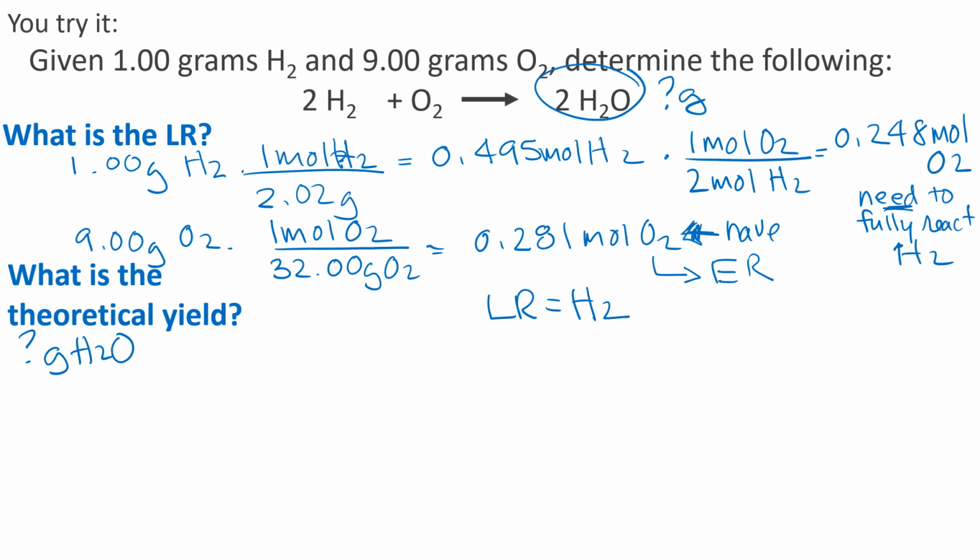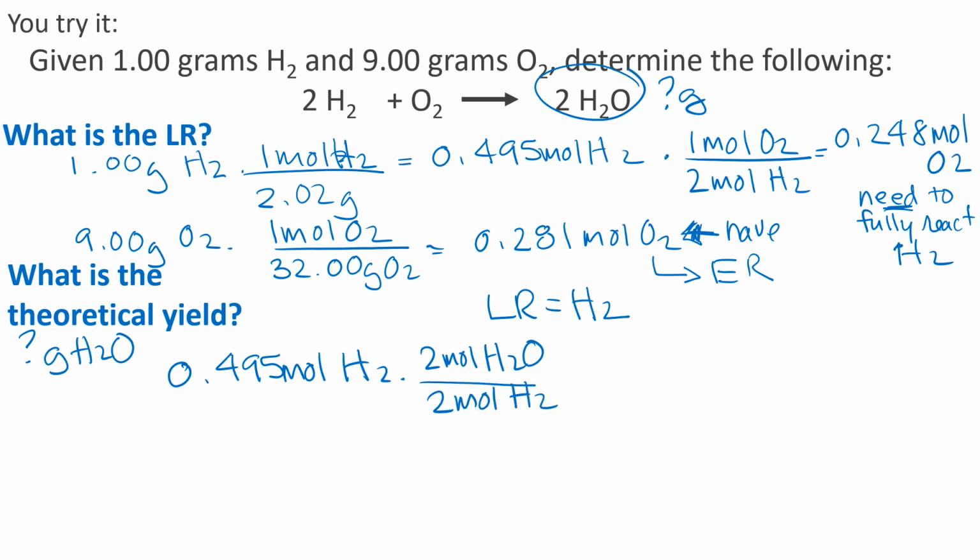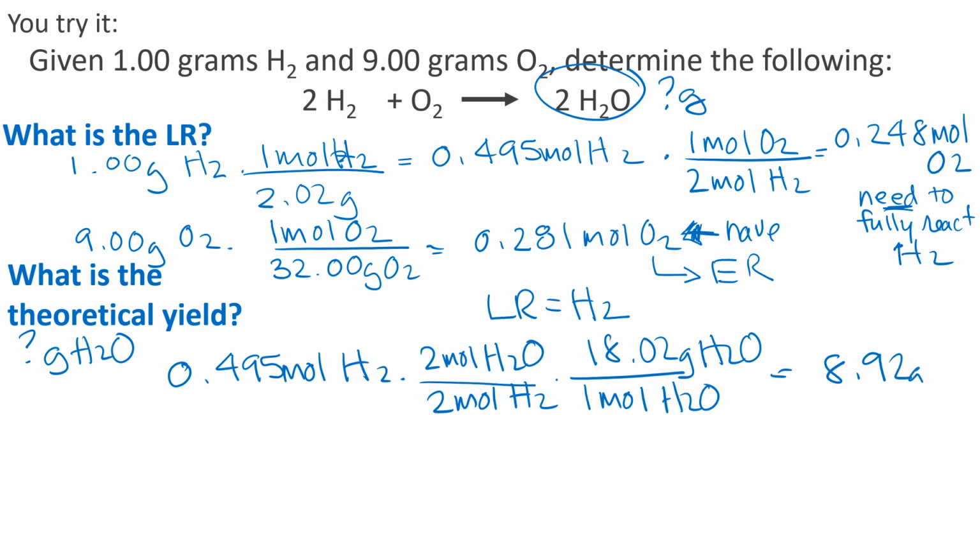So to find this, I start with my limiting reactant. I already have moles of limiting reactant, so I do 0.495 moles of H2, and I'm going to convert it to water. So my first step, mole ratio, I get 2 moles of H2O for every 2 moles of H2. That's from the balanced equation. And then once I have that, I can say 1 mole of H2O has a mass of 18.02 grams. And that will tell me that I will get 8.92 grams of H2O theoretically from this reaction if all of the hydrogen reacts.